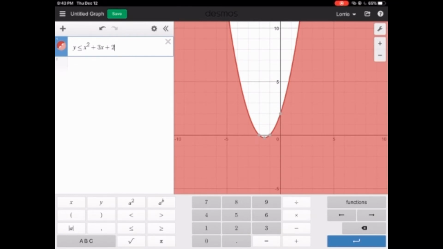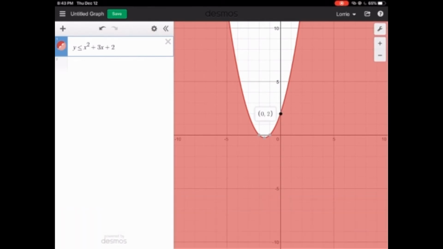All right, so couple things to note. One, this is solid because we have a less than or equal to. The other thing to note is because we have a less than, that means that we are shading from the vertex going down. So that's why the shading is outside, because we're going down below the vertex. I have my point that I already identified, 1, 2. This one's in kind of a funny place. It's at negative 1.5 and negative 0.25. We're just going to have to do the best we can to plot that on our graph.